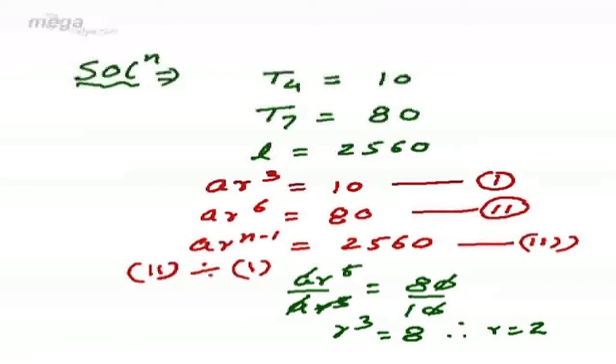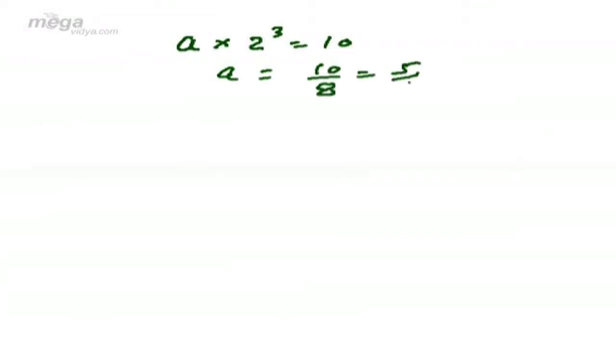We put R equal to 2 in the first equation, and we will get A. The first equation, that is AR cube, but R is 2, becomes A into 2 cube is equal to 10. Then we get A is equal to 10 upon 8, that is 5 by 4. This is the first term.